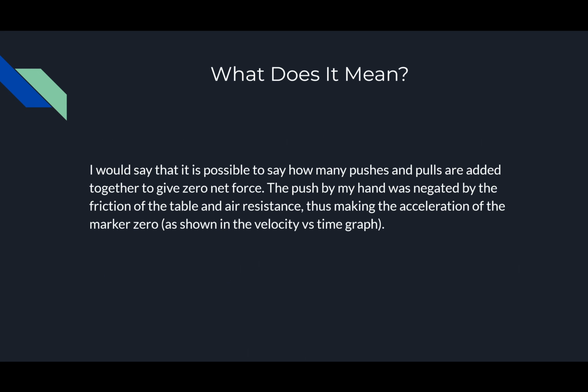What does it all mean? I would say that it is possible to say how many pushes and pulls are added together to give zero net force. The push by my hand was negated by the friction of the table and air resistance, thus making the acceleration of the marker 0, as also shown in the velocity versus time graph.